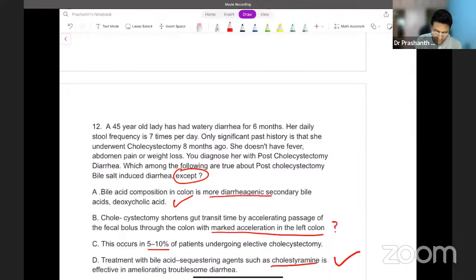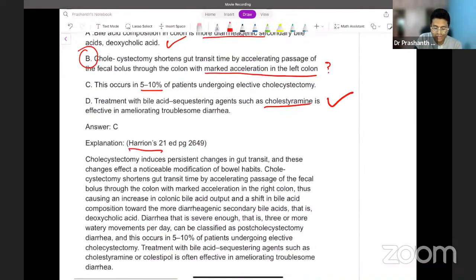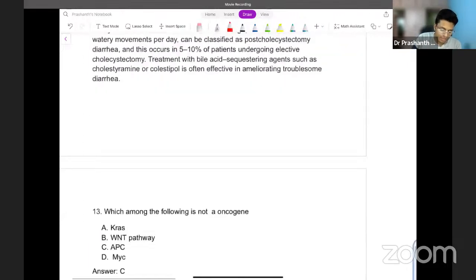So this is true. So the wrong answer is probably B. It should probably increase the colonic transit time, probably by stimulating the right side of the colon. And well said, in Harrison page 2649, you would get details about how this question has been set. And if you go through them, this would be an easy question.